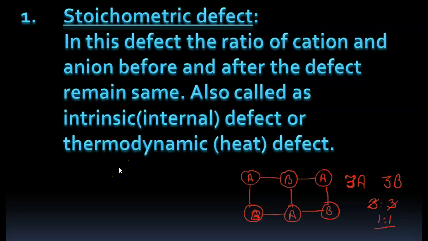So for example, if we draw one crystal like this, this crystal is before defect. It has no defect, so the number of cations A positive is 3 and the number of anions is 3, so 3:3 is 1:1. If A is removed and B is removed, the number of anions is 2 and the number of cations is 2, so the ratio will be 1:1. So you can see that the ratio is the same before and after the defect.